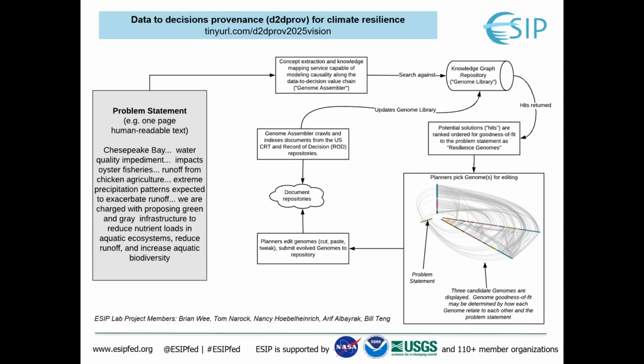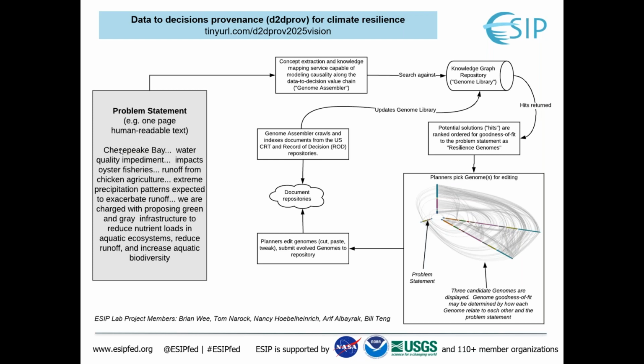I'll repeat that. The problem that this ESUB lab project is trying to address, which is the same problem that the concept map suit is trying to address, is we wanted to think about the technology stack that is required if you were to give a, say, a one-page human readable text describing a climate adaptation challenge to a machine.